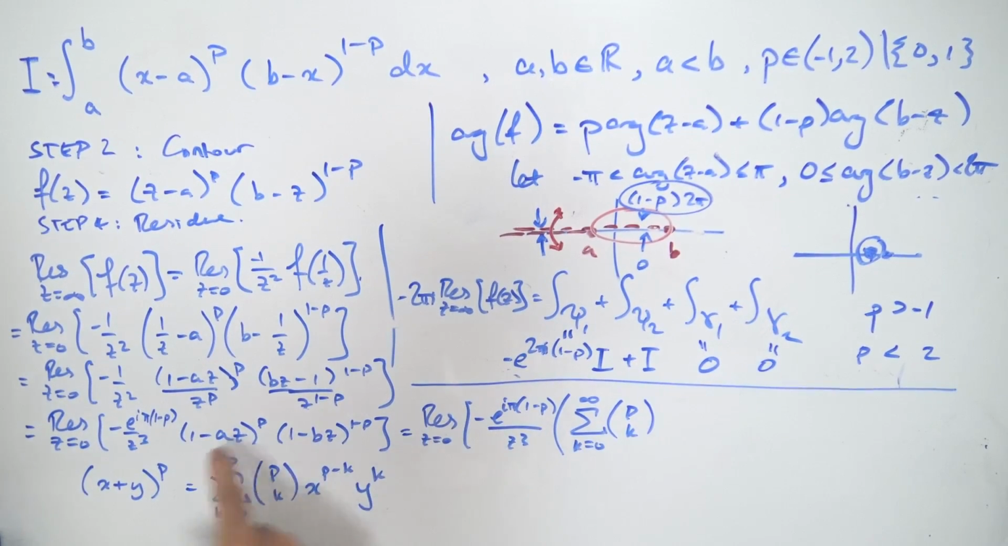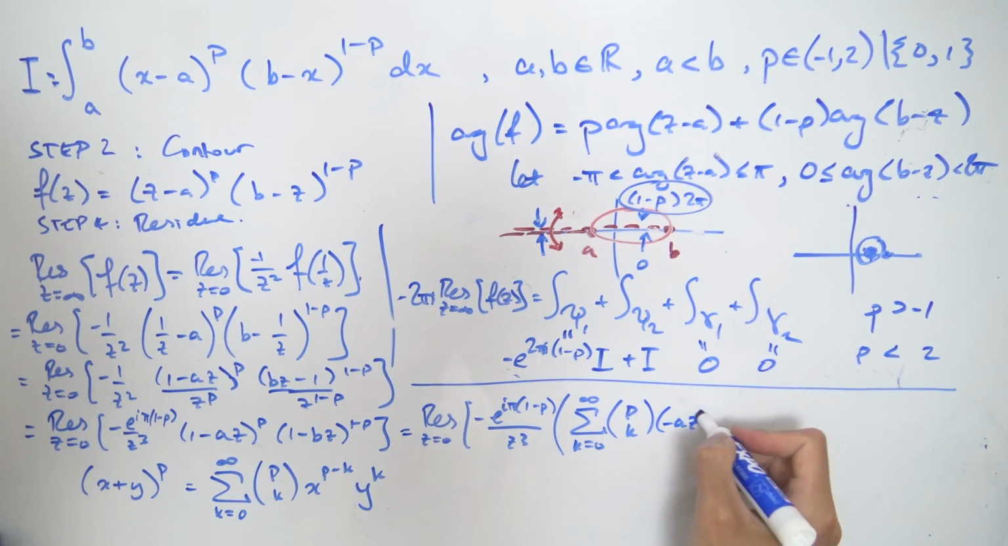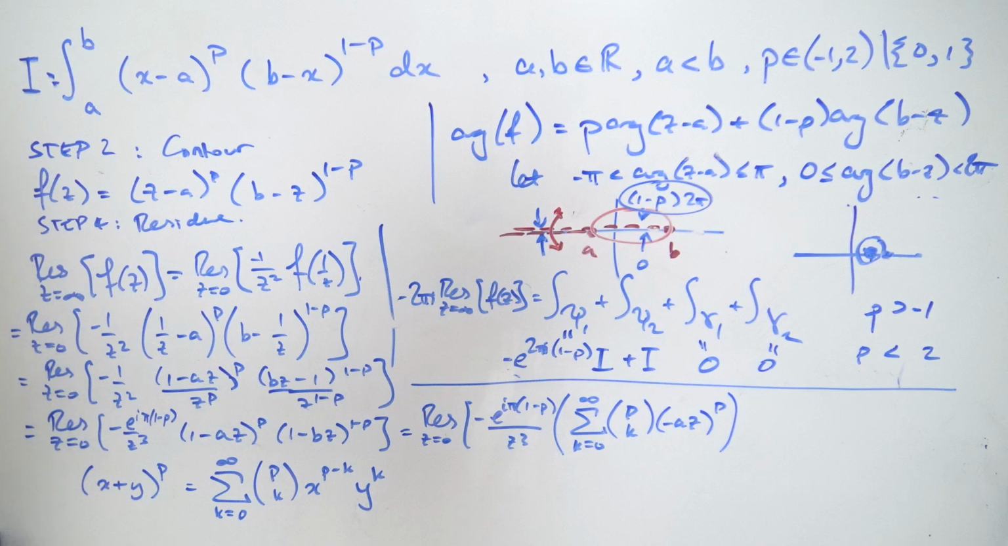So we're going to have 1 and then minus az raised to the pth power. That's the first factor, and now let's do the same thing for the second factor.